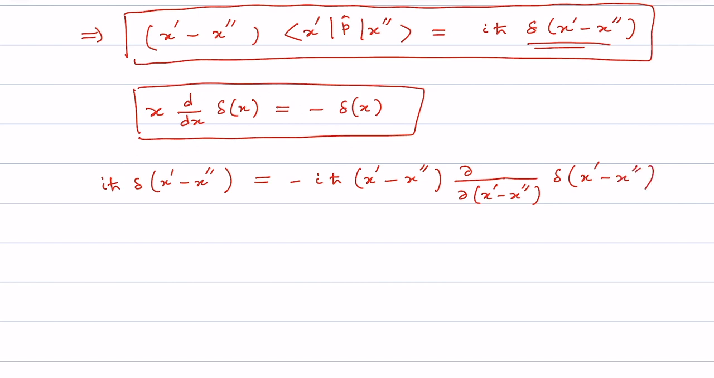This is what I will get, and from here I will get minus i h cross (x dash minus x double dash) times the derivative of delta of x dash minus x double dash. Here you see this is discarded, because this is basically a constant, or a fixed point.